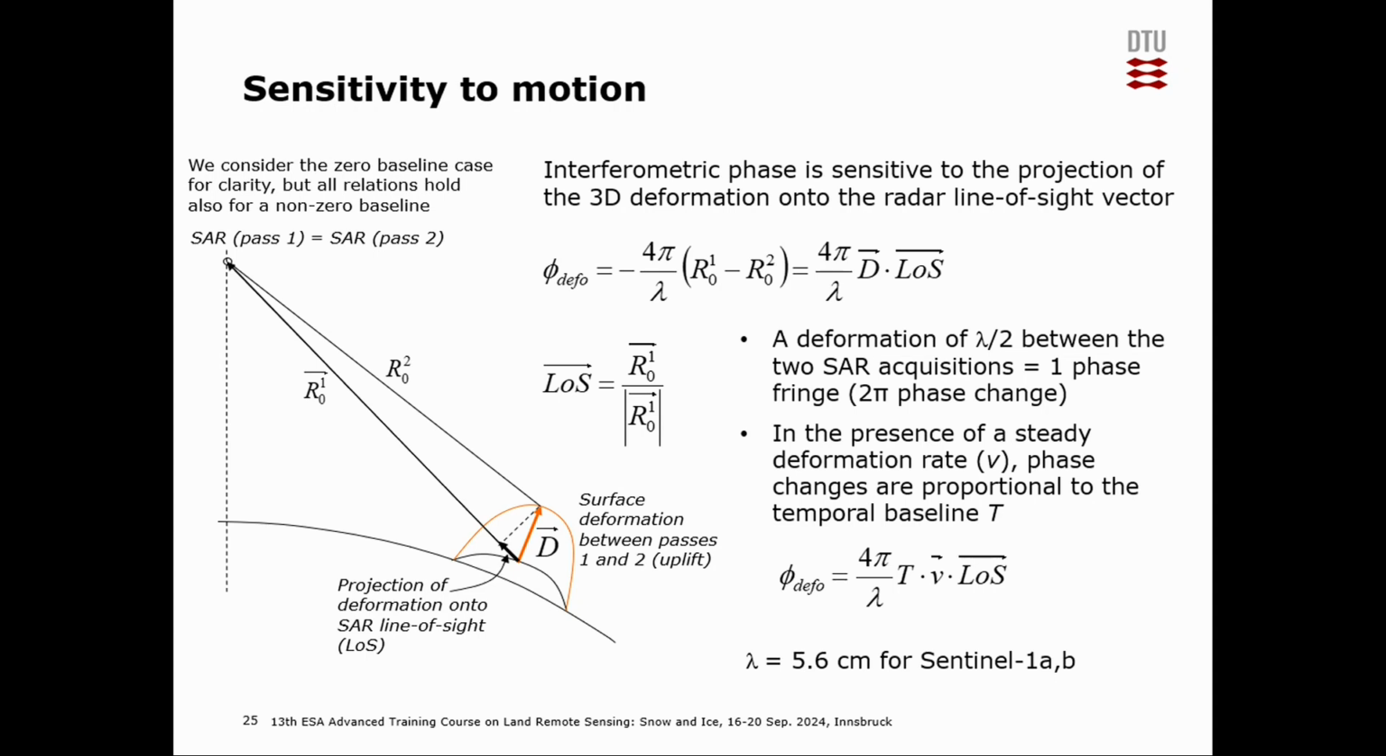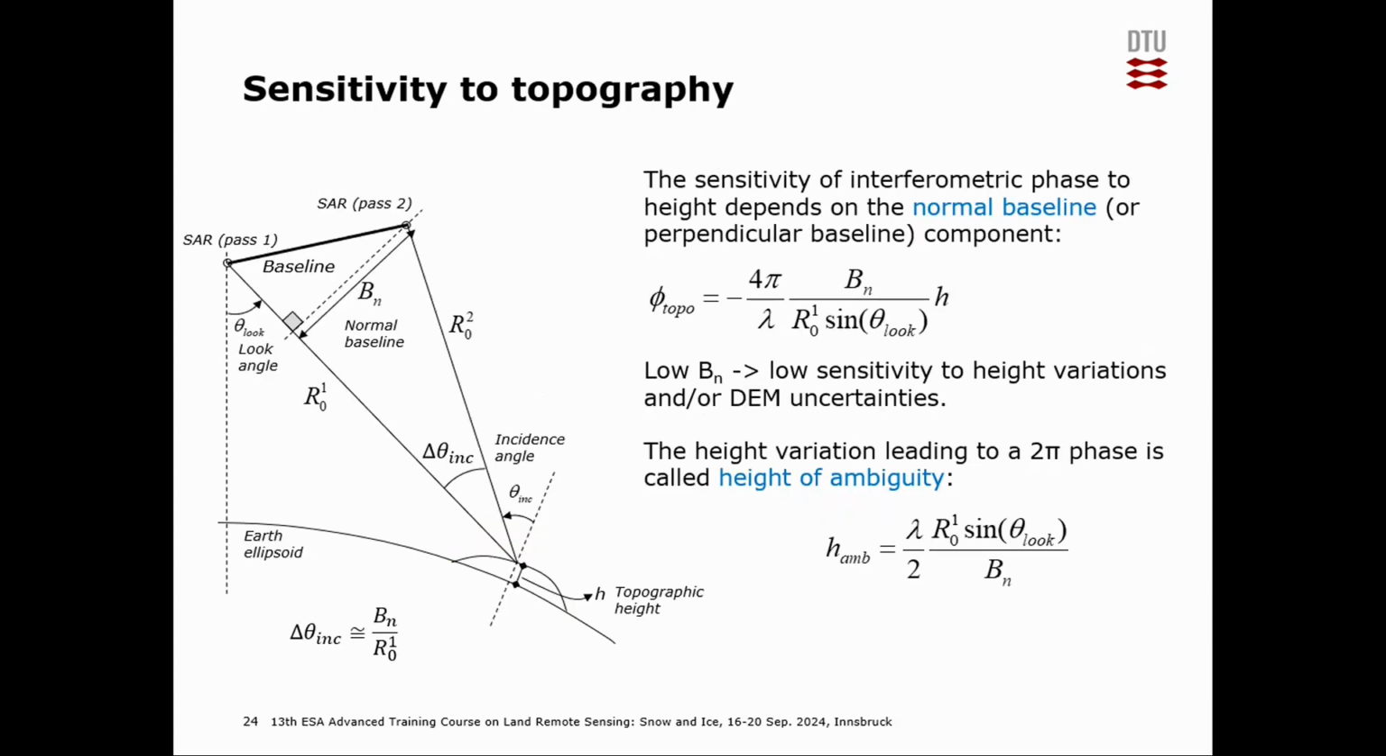Any guesses? Something to do with the wavelength. 2 times the wavelength. So if I put 2 times lambda, I will get 8 pi here. How much do I need to get 2 pi? Half a wavelength. So for Sentinel-1, 2.8 centimeters of motion in the range direction will cause a phase fringe.